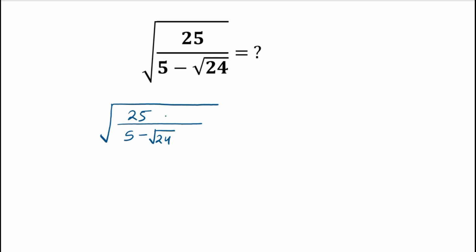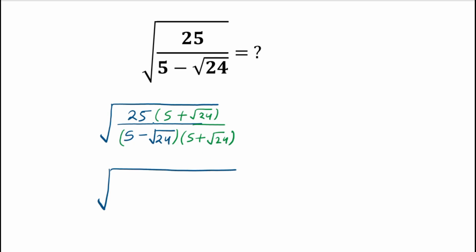Here we will apply rationalization and multiply the numerator and denominator by 5 plus square root of 24. Now in the numerator, the square root of 25 is multiplied by this 5, then you will get 125 plus, and 25 is multiplied by square root of 24, so this is 25 times square root of 24.